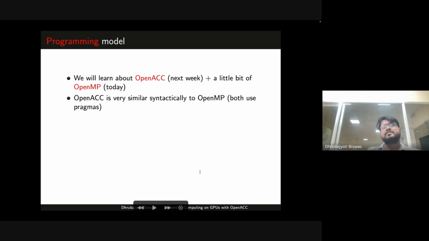Similarly for OpenACC, you do exactly the same thing. You write #pragma acc. Not OpenMP, where you write omp; in OpenACC, you write #pragma acc. So both use pragmas, and they are syntactically very similar. If you look at two codes, one written using OpenMP and one using OpenACC, they will look very similar.